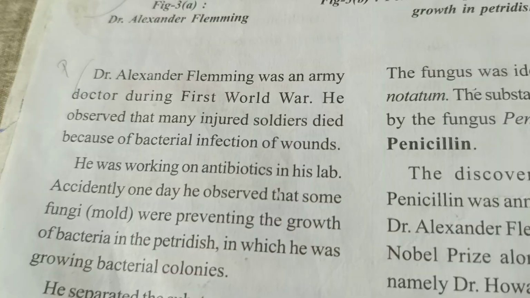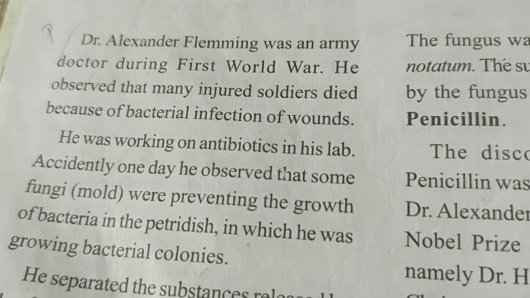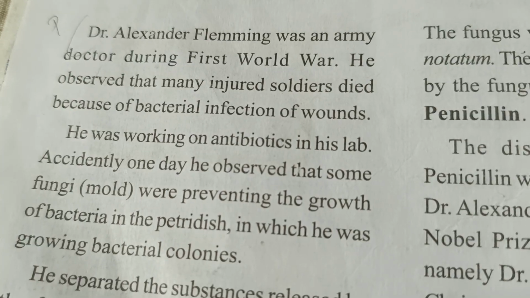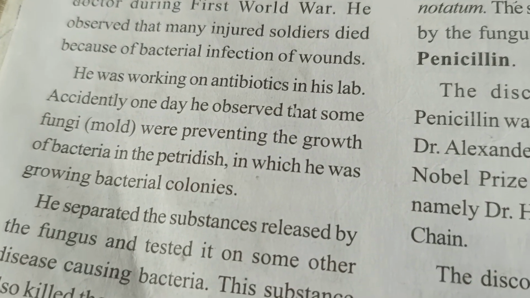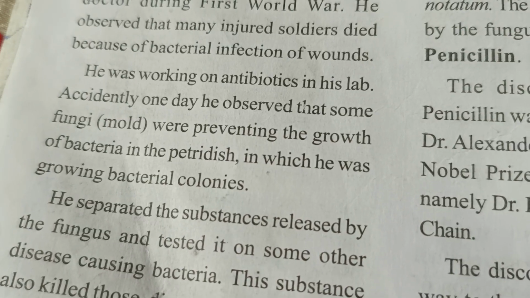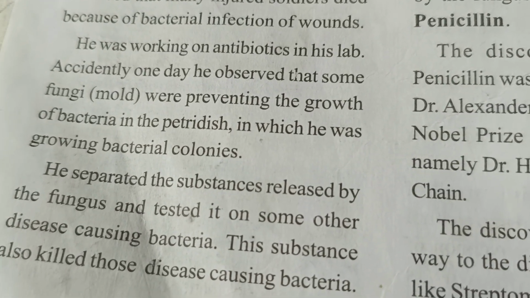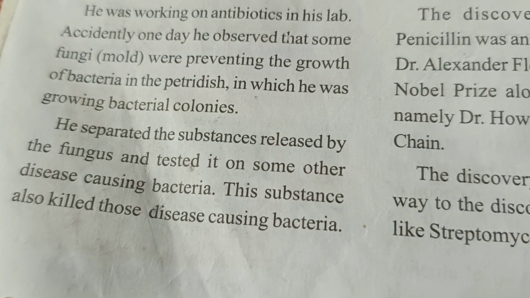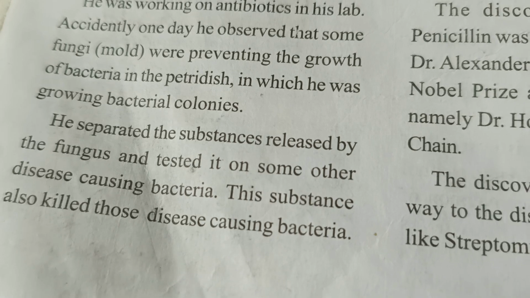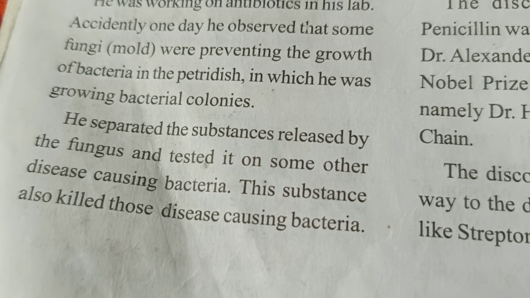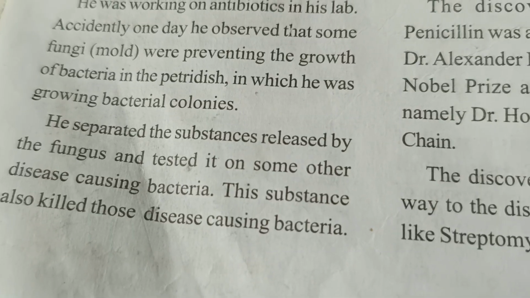Dr. Alexander Fleming was an army doctor during the First World War. He observed that many injured soldiers died because of bacterial infections of wounds. He was working on antibiotics in his lab. Accidentally, one day he observed that some fungus mold was preventing the growth of bacteria in the petri dish in which he was growing bacterial colonies. He separated the substances released by the fungus and tested it on some other disease causing bacteria. This substance also killed those disease causing bacteria.